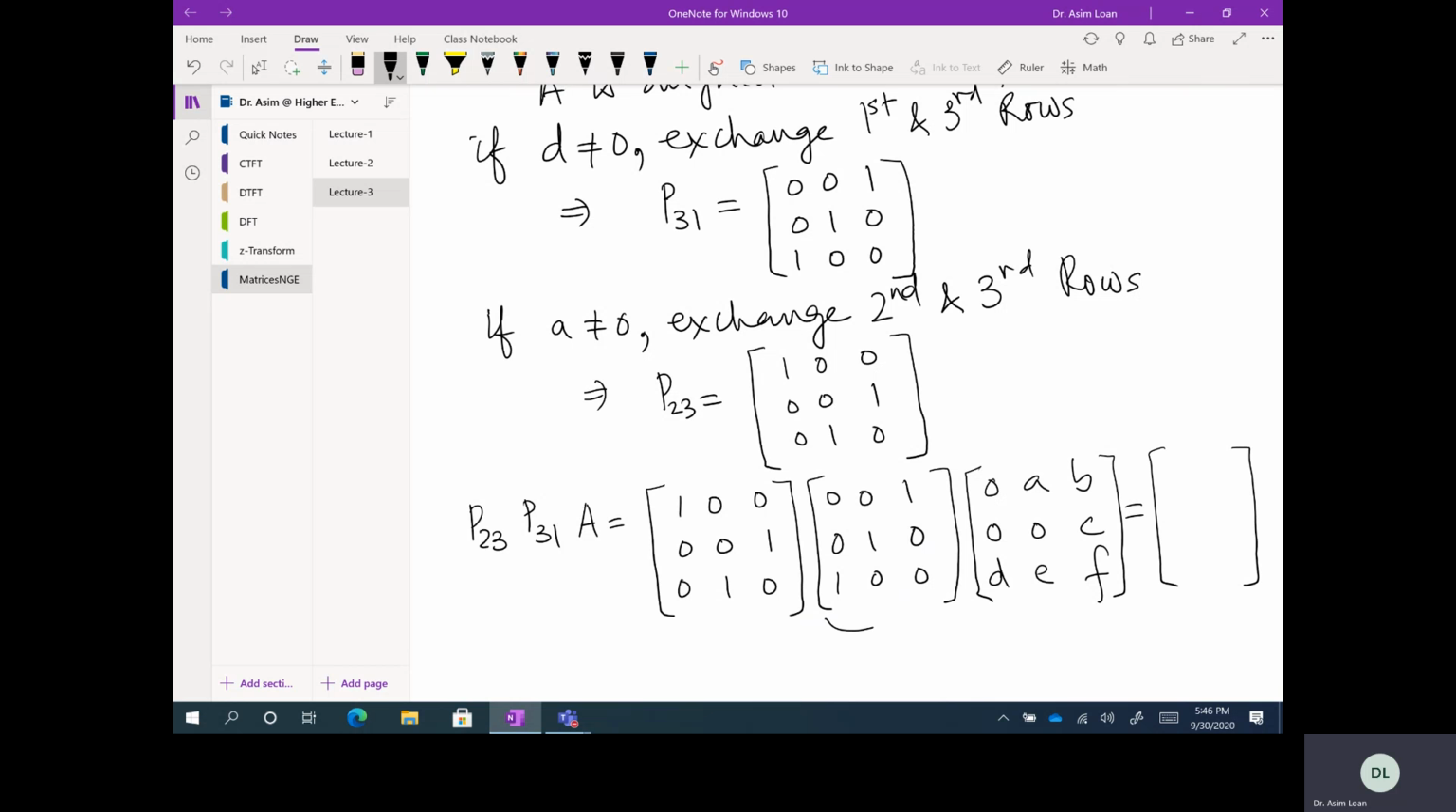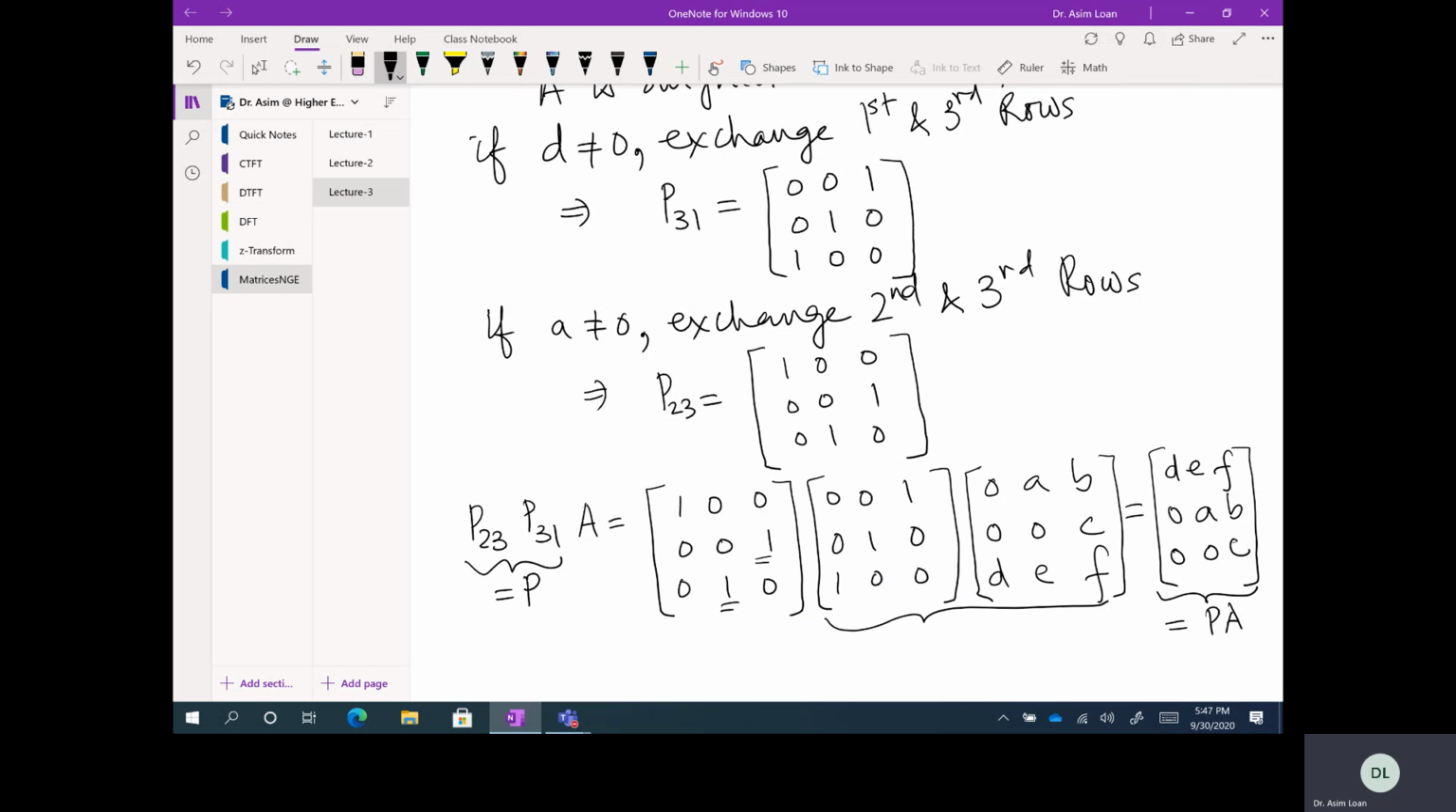When we do the first and the third row exchange, this becomes 0, 0, C remains there, D, E, F over here, and 0, A, B. And when we do the second and the third row exchange, we have A, B over here, and 0 and C over here, and we have a matrix. So this is actually P times A, where this one equals P.